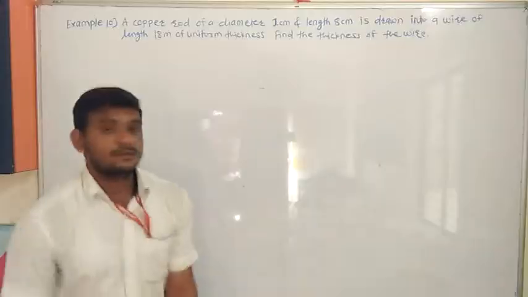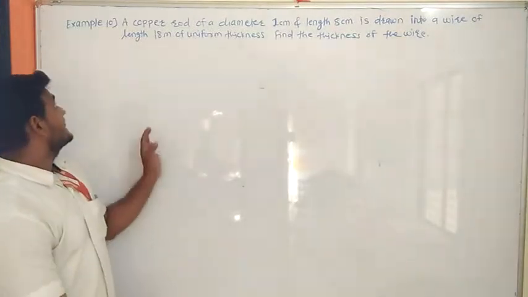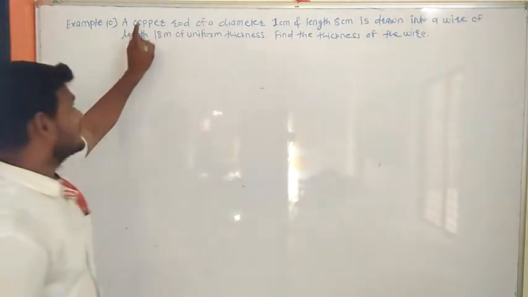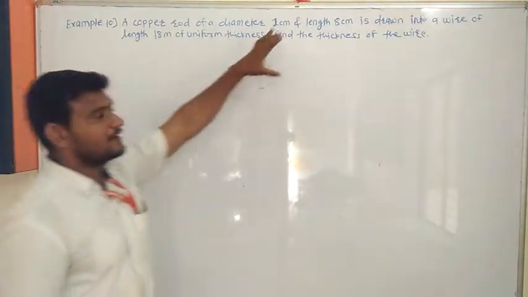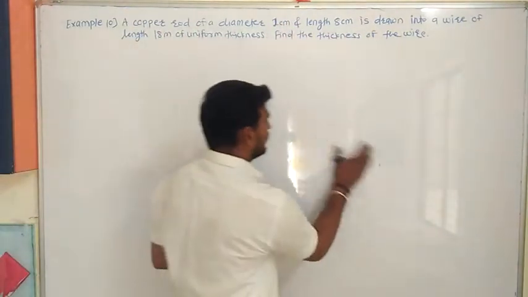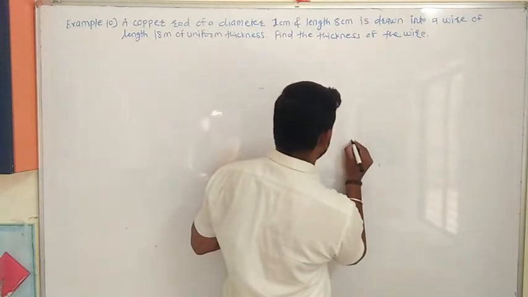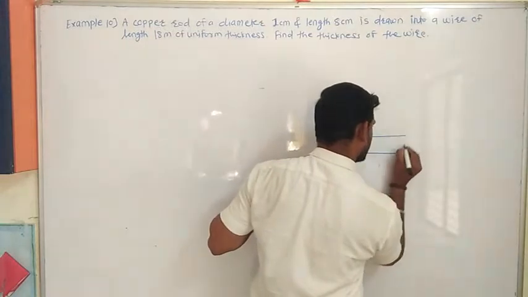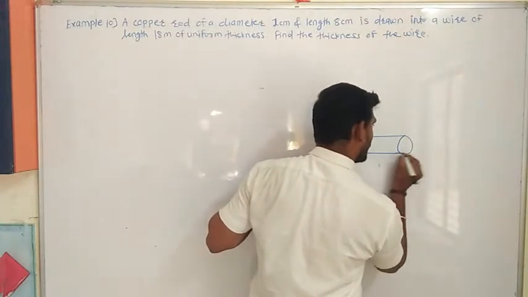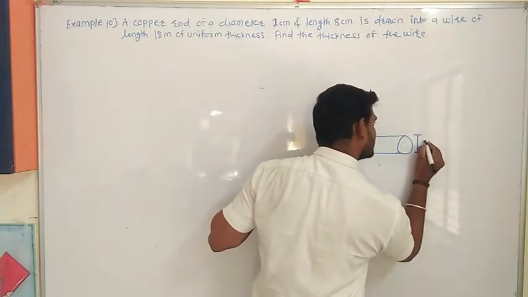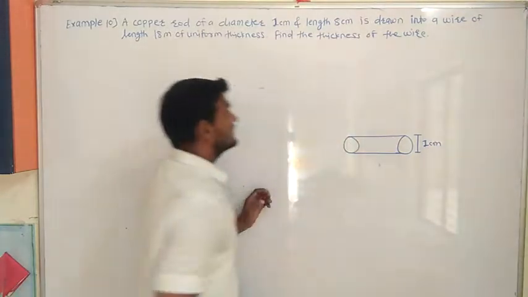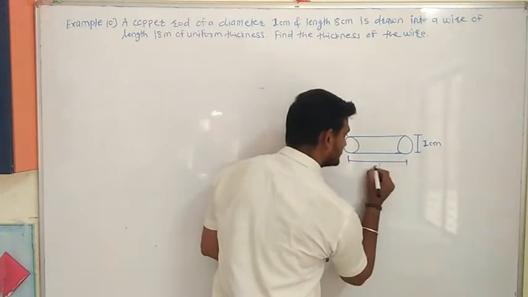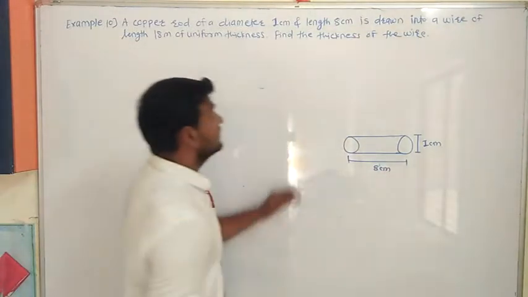Copy down this. Okay, students, now we will see example number 10, which is a very interesting example. See, in example number 10, what is asked? A copper rod of a diameter 1 centimeter. Suppose this is a copper rod of a diameter 1 centimeter, and the length of this copper rod is 8 centimeter.